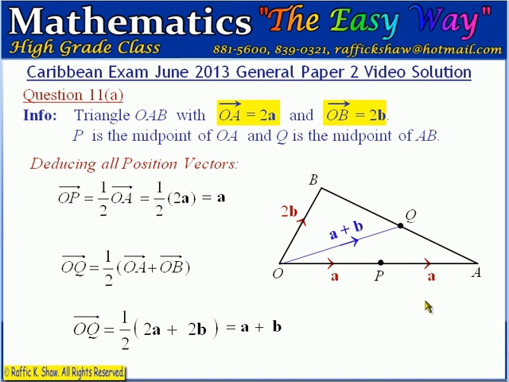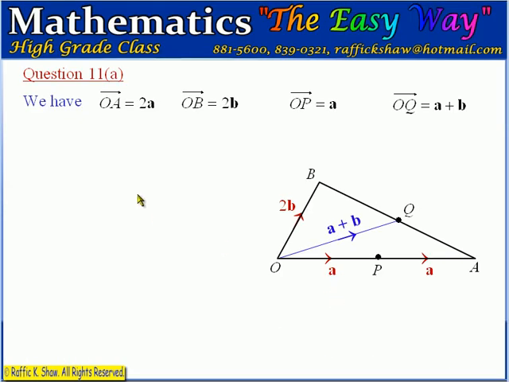Now that we have the position vector for each point, we can proceed to answering the question. We now have that OP is a, OA is 2a, OB is 2b, and OQ is a plus b. We have the position vector for each of the 4 points in this vector diagram, and so now we can proceed to answering the question.